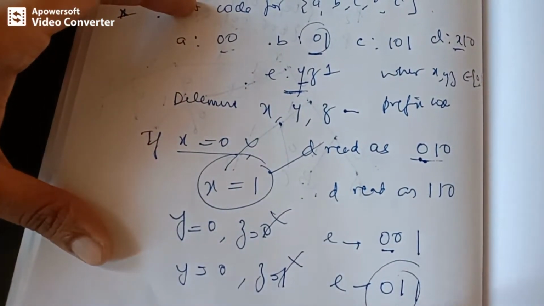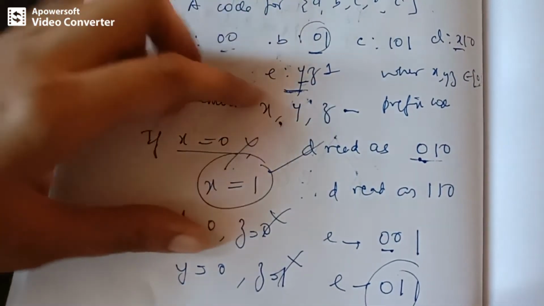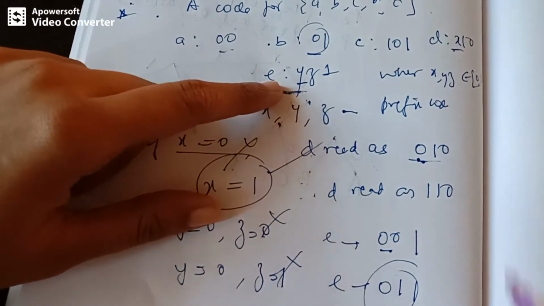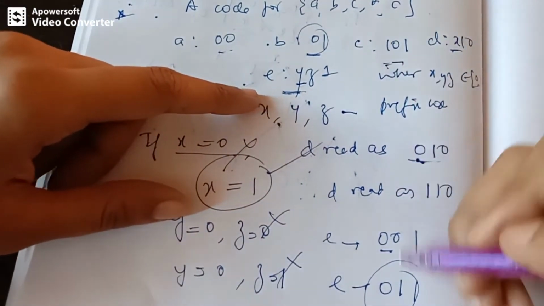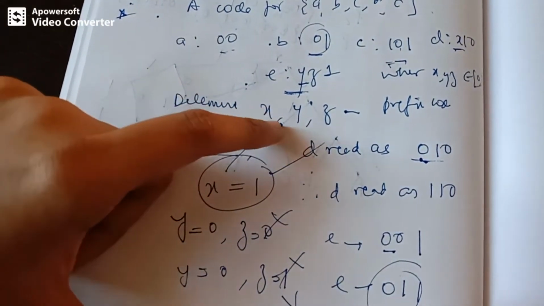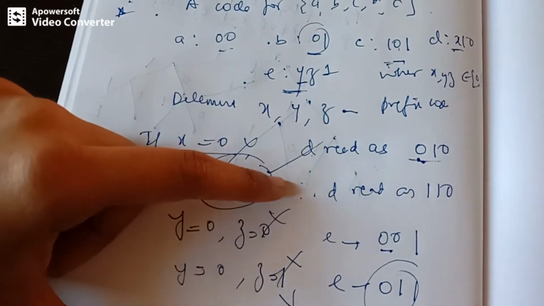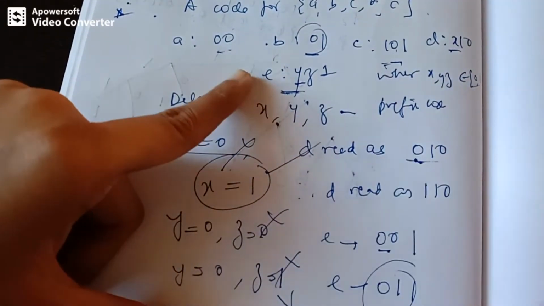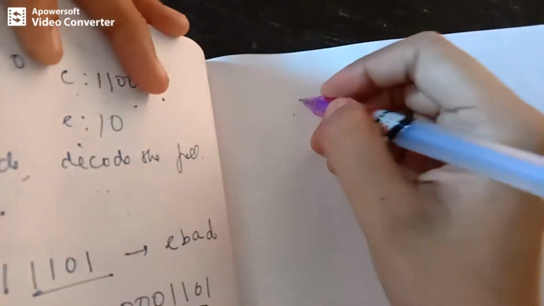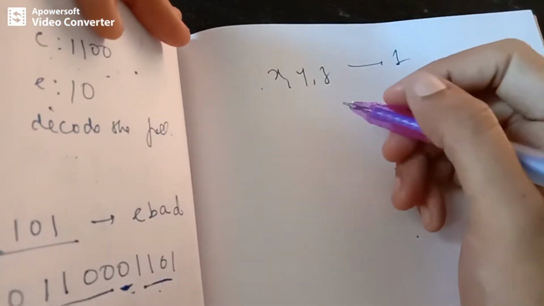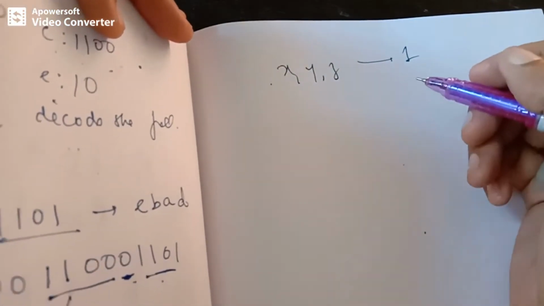What if Y is 1, Z is 0? So how does E look like? 1, 0, 1. But C is exactly the same code, so it is not possible. Therefore Y has to be 1, Z has to be 1. That time your code E looks like 1, 1, 1, and it is not a prefix to any code. Okay, so the values of X, Y and Z have to be 1. Only then can we have a prefix code.